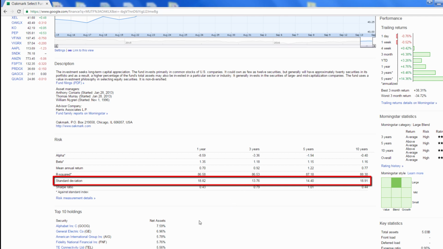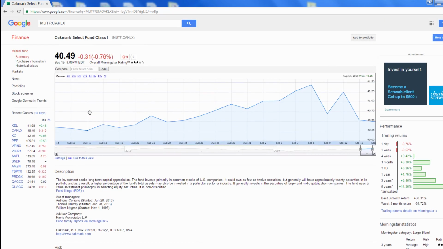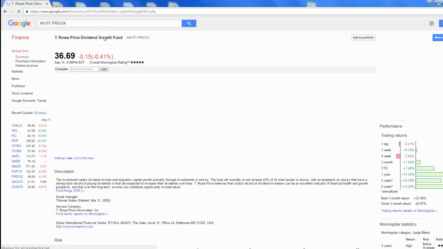Let's compare it to something that is a dividend type paying fund, something that has more stocks, a whole bunch of stocks in it, and is really made for paying out dividends. And we're going to look at the T. Rowe Price Dividend Growth Fund for our comparison purposes. Once again, I'm not recommending any of these funds. I'm using them just to show examples of different funds that we have.